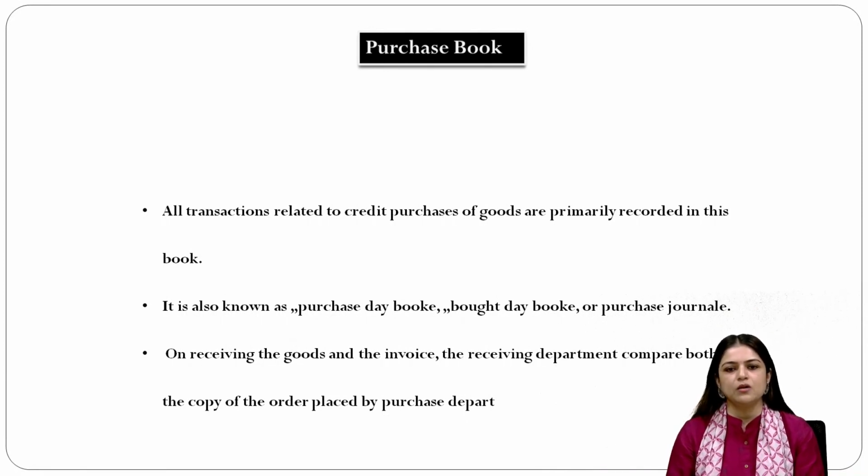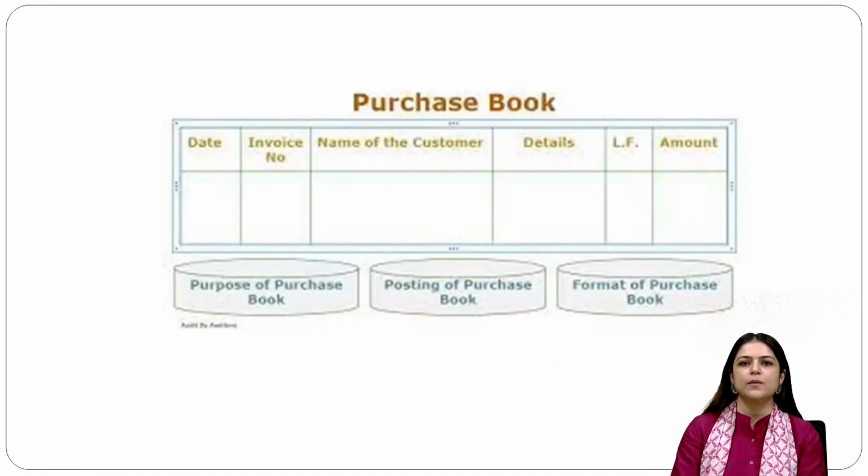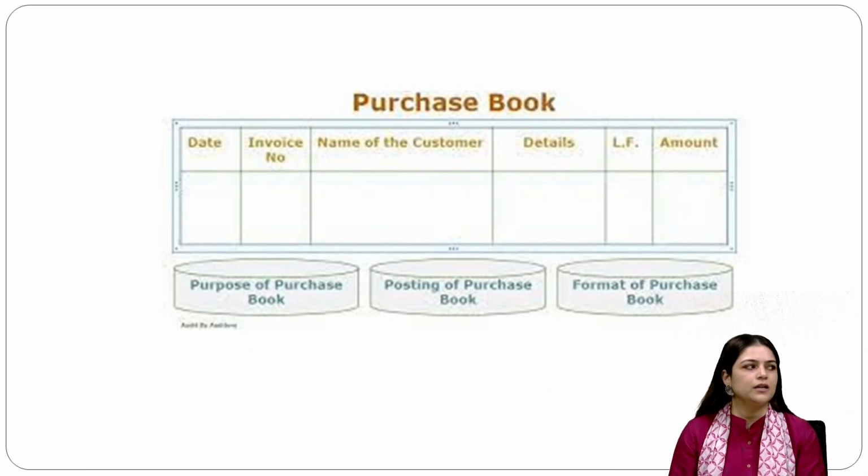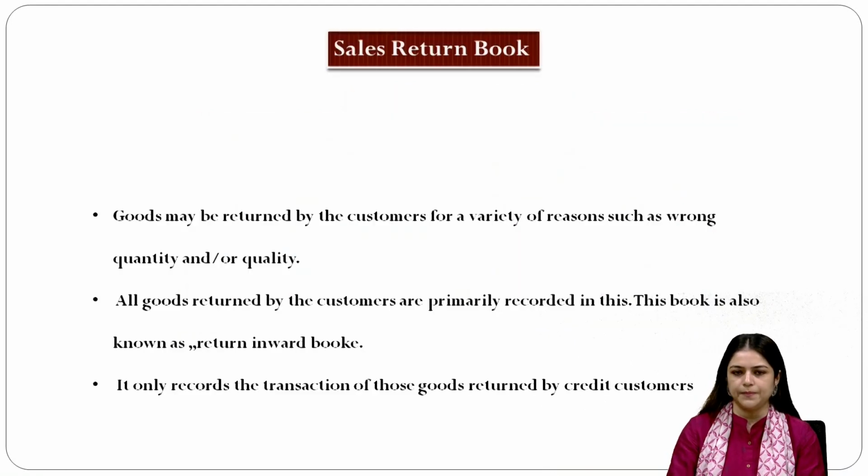On receiving the goods and the invoice, the receiving department compares the both. The copy of the order is placed to the purchase department. Here the format is given, what is purchase book. Then the format is shown: date, invoice number, name of the customer, details, ledger folio number and amount. So this is the proper format of purchase book.